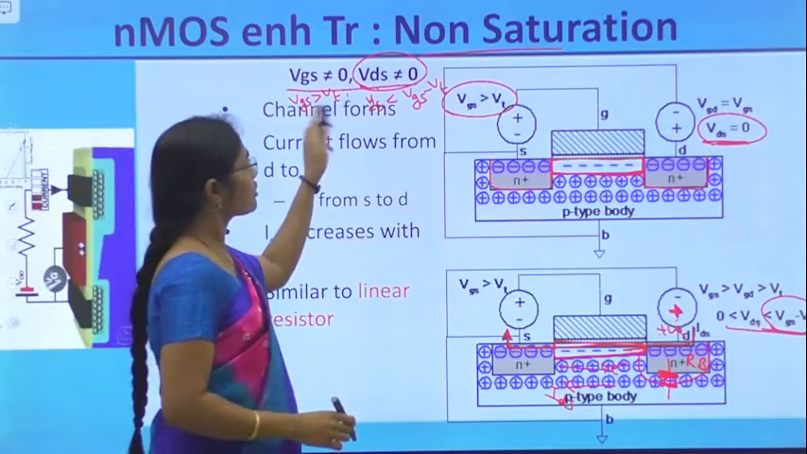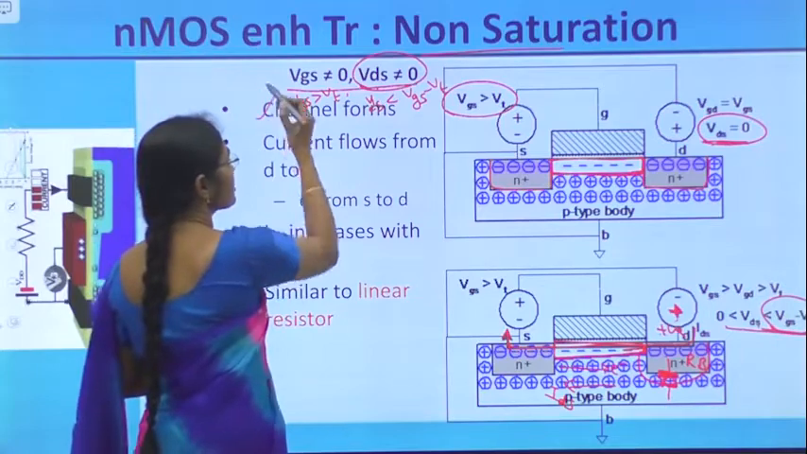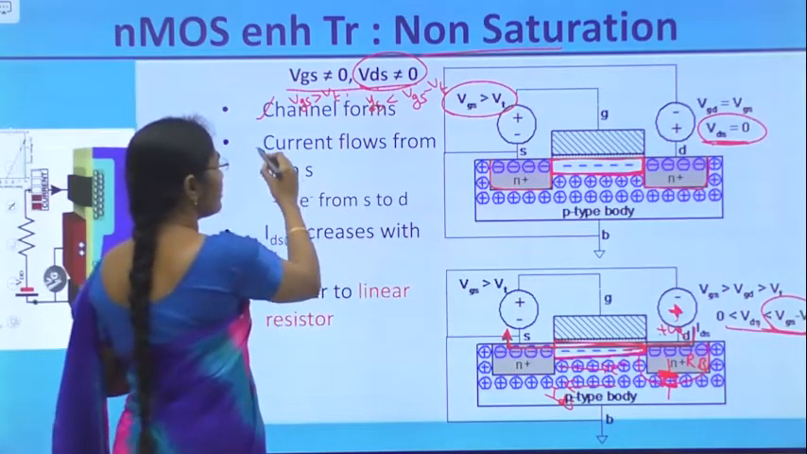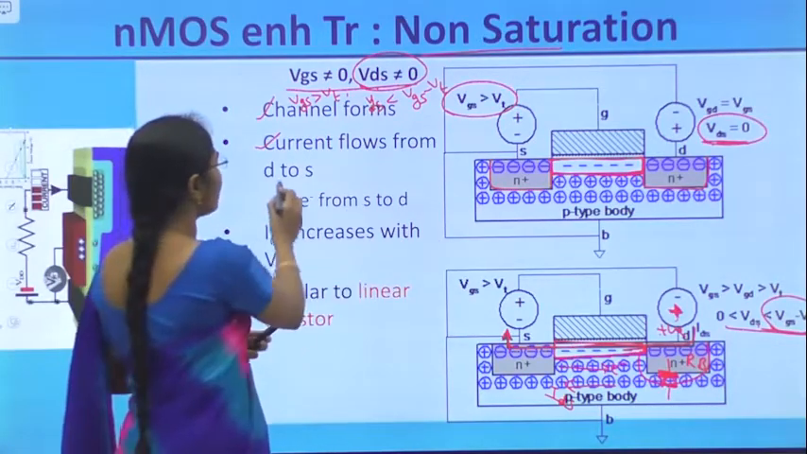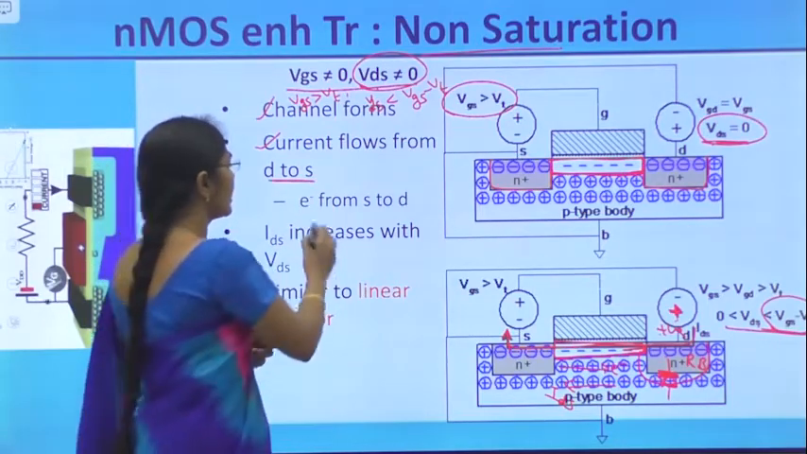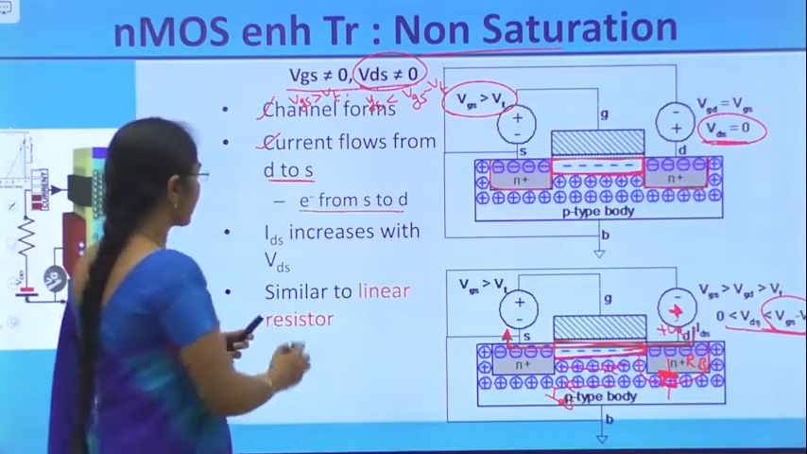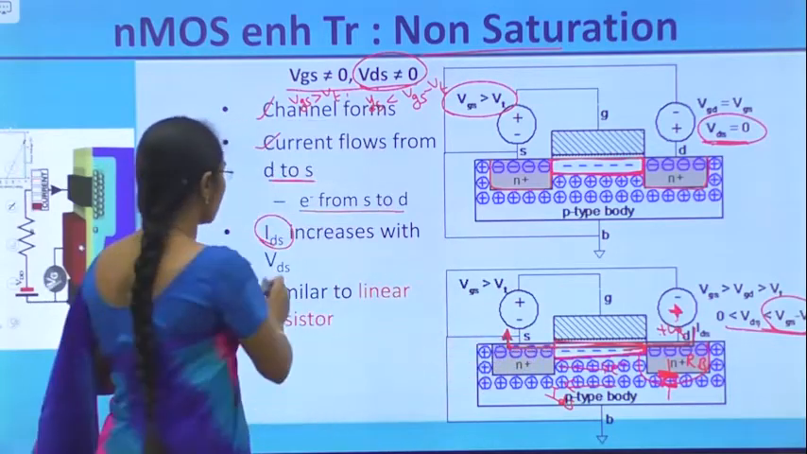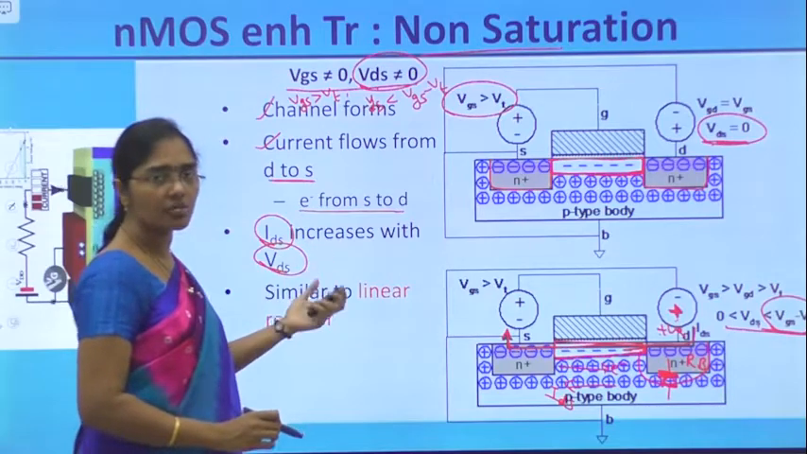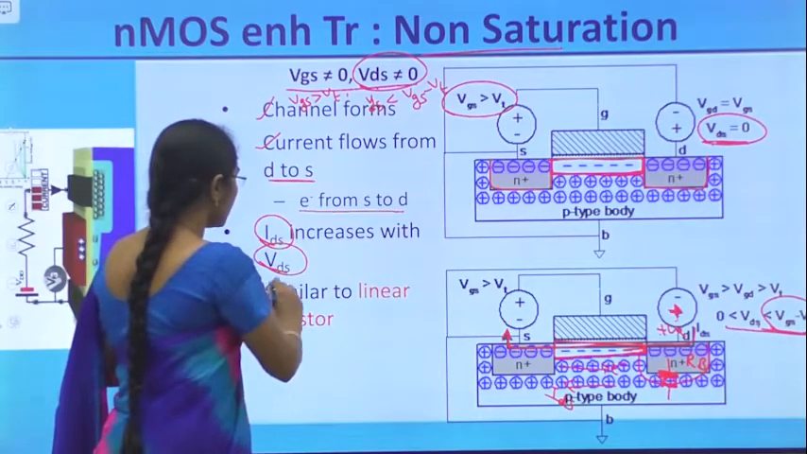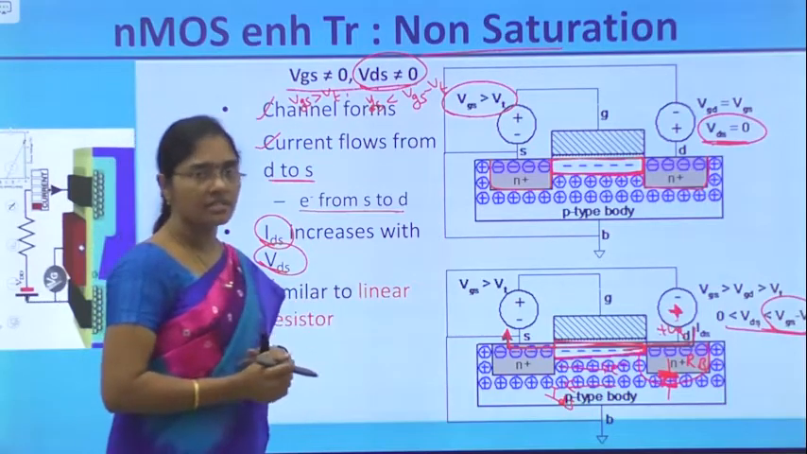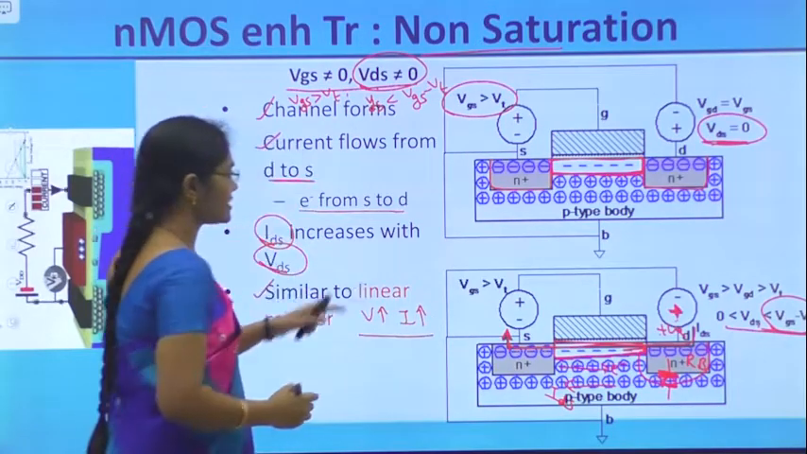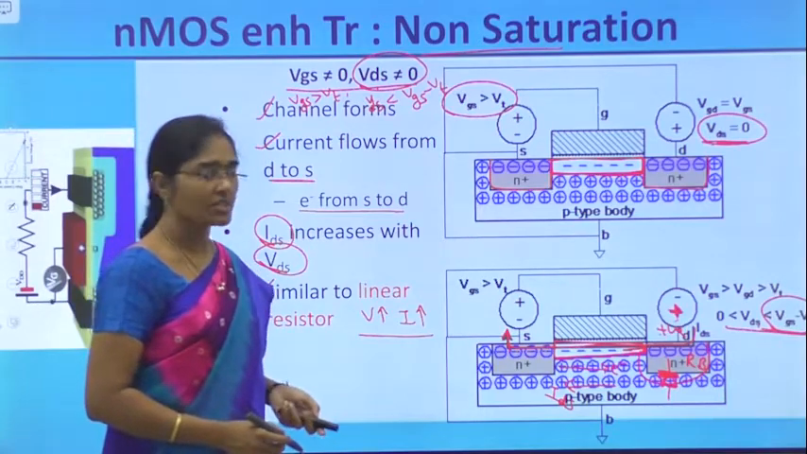Then the channel is already created because of VGS greater than VT. So the channel forms. Therefore, because of applying a positive potential at one terminal, that is at the drain, current flows because of the carriers' movement. Current flows from drain to source because electrons are moving from source to drain. And here the current increases, that means the number of carriers flowing increases with increasing VDS. So IDS depends upon the VDS value, and it is similar to a linear resistor, because when V is increasing, I is increasing. Therefore, it is acting as a linear resistor in the non-saturation region.